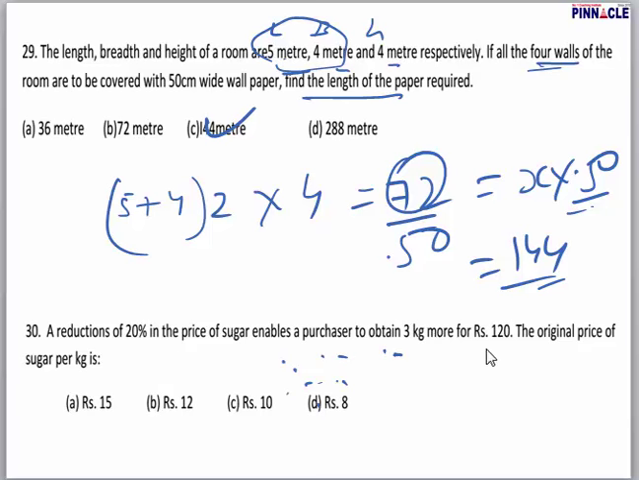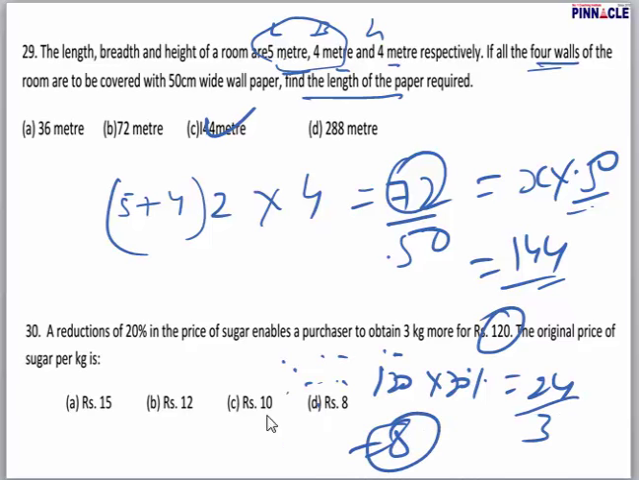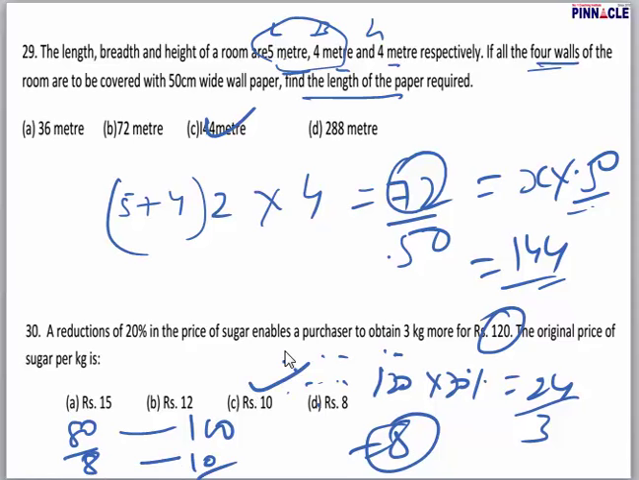Now the next question is, a reduction of 20% in the price of sugar enables a purchaser to obtain 3 kg more for 120 rupees. Now 120 into 20%, that is 24 rupees, divided by 3, 8 rupees per kg is the new price. If 80 is the new price, then the original price is 100 because of the 20% reduction. If 8 is the new price, then the old price will be 10. 10 rupees per kg is the answer.